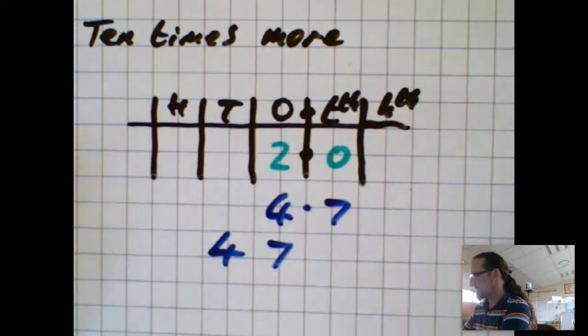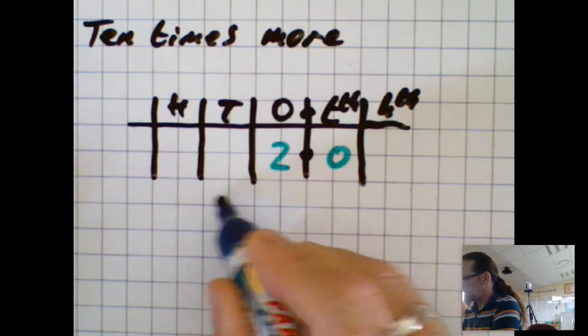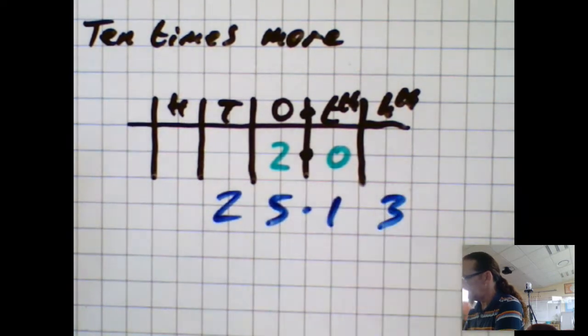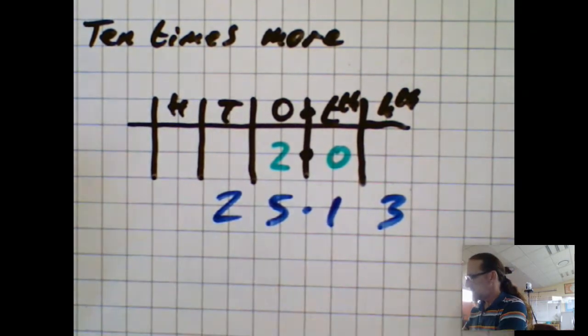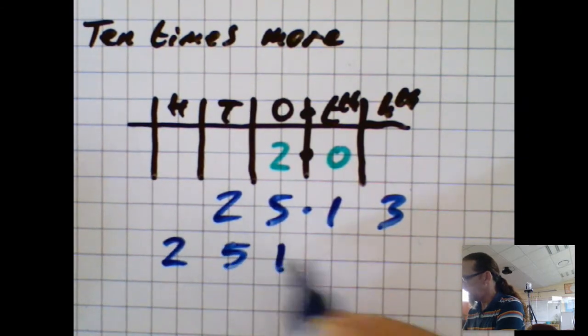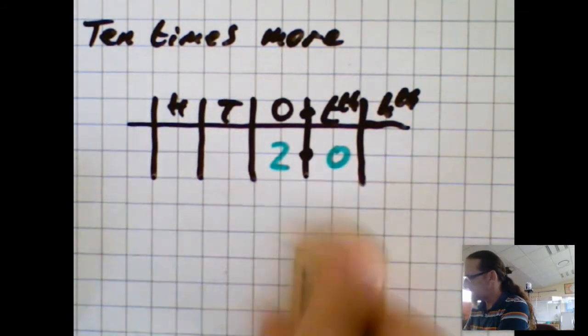Let me just do another example of a more complicated number. Something like, I don't know, let's have 25.13. Goodness knows what that would be, some centimeters or something like that. Let's say there's 10 times more. So we're going to have 251.3. There you go.